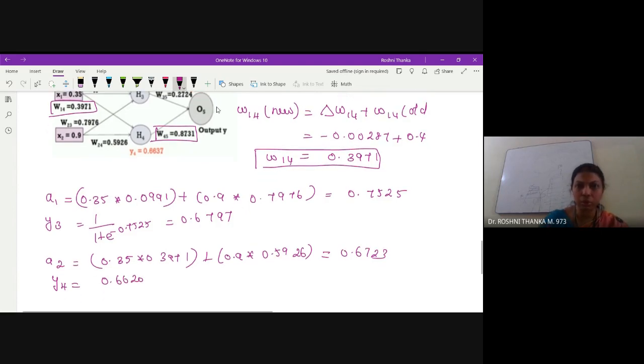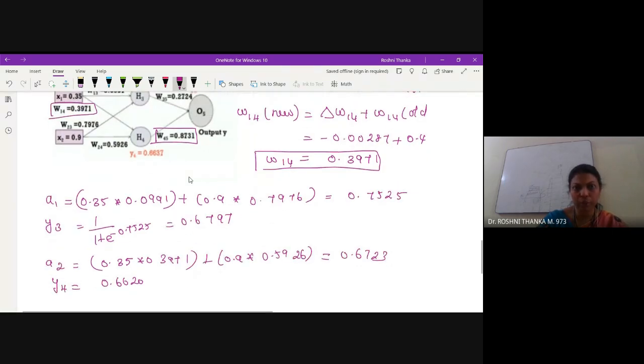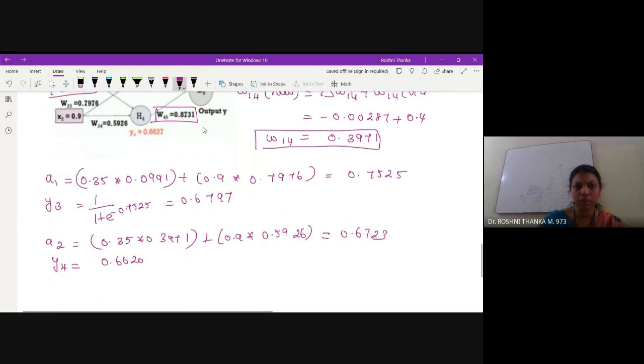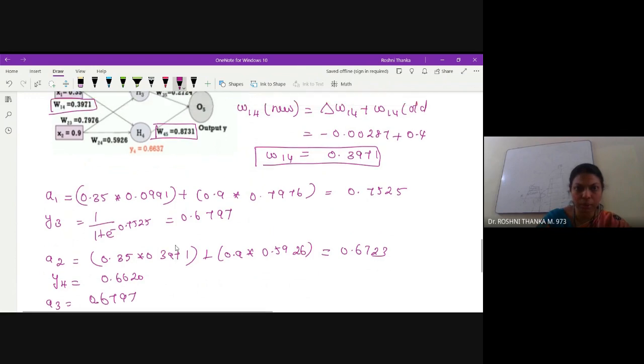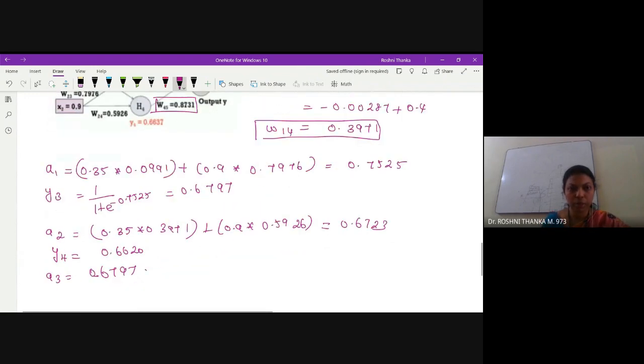Similarly for this node, again we got a new output and a new weight. Here also you got a new output and a new weight. Now the output node, that is A3. So for A3, our input is 0.6797. So this is the one input. What is its updated weight? 0.2724, which you will be getting.